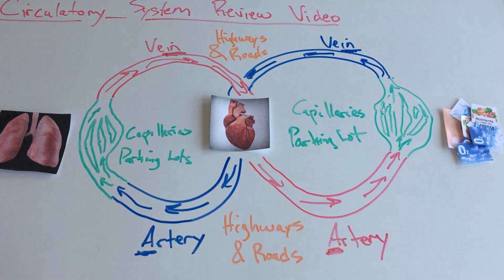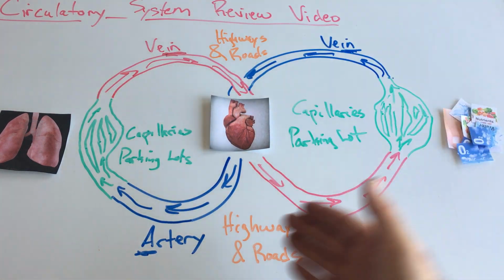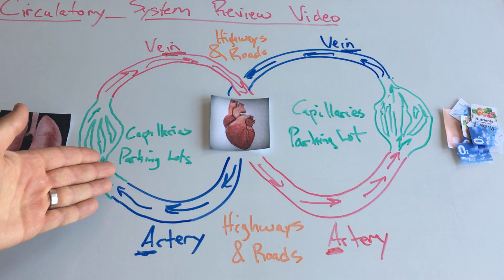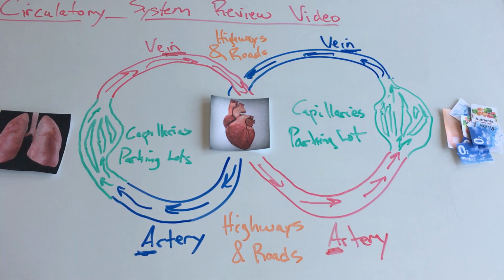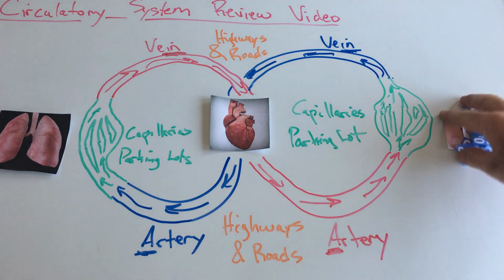It's an ampersand, not an 8. Arteries and veins are highways and roads. They're both going super, super fast. It's only the capillaries that are parking lots. You go slow when you pick stuff up, and you go slow when you drop stuff off. Okay, that looks good.